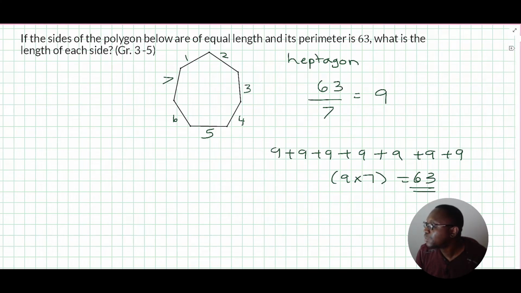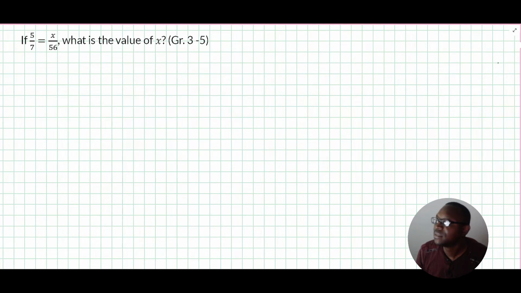Now let's look at the next question. Most likely 3rd graders can do this, but I would say about 4th and 5th graders will be very comfortable doing this. If 5 over 7 is equal to x over 56, what is the value of x? Here we're looking for equivalent fractions, so we're trying to form equivalent fractions. I'll give you about a minute to see if anyone can solve this. Otherwise, we'll solve it together.